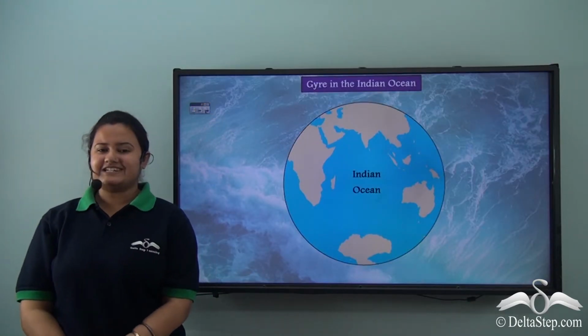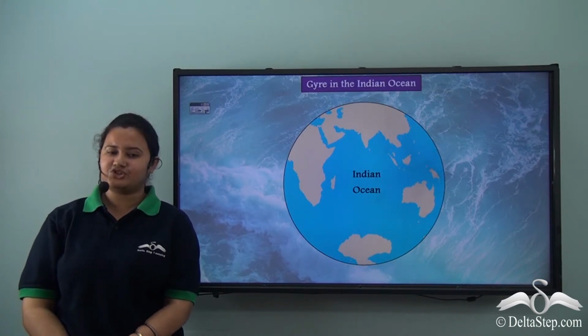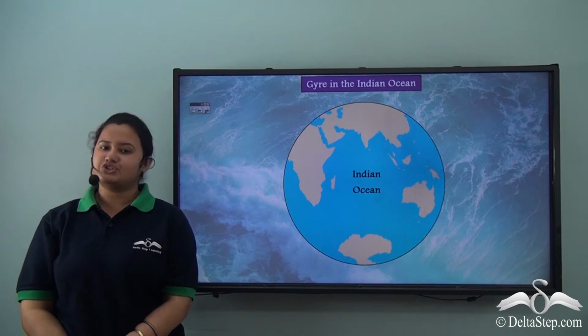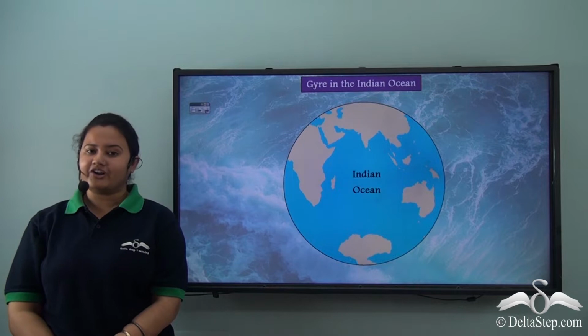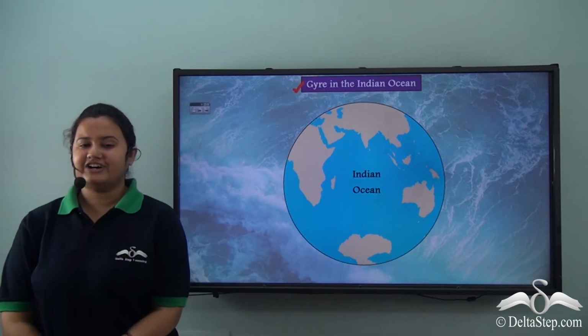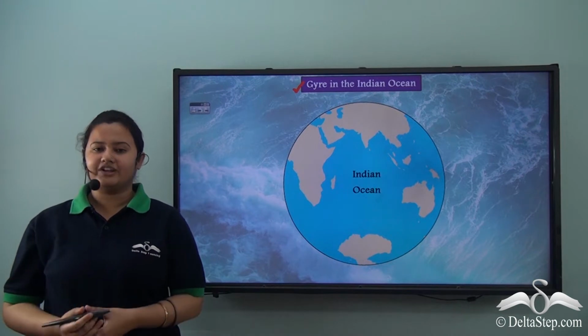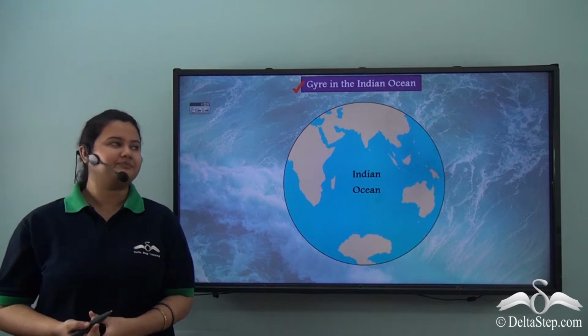We have already studied about the circulation of ocean currents in the Pacific Ocean and Atlantic Ocean. Today, we will study about the circulation of ocean currents or gyre in the Indian Ocean. Firstly, we will study about the northern half and then we will study about the southern half of the Indian Ocean.